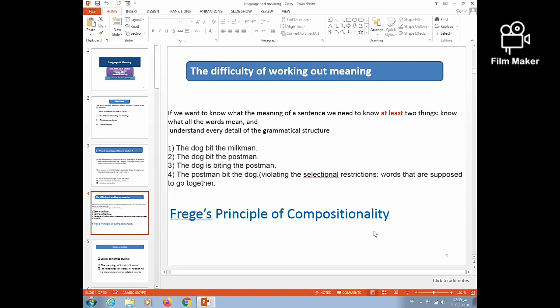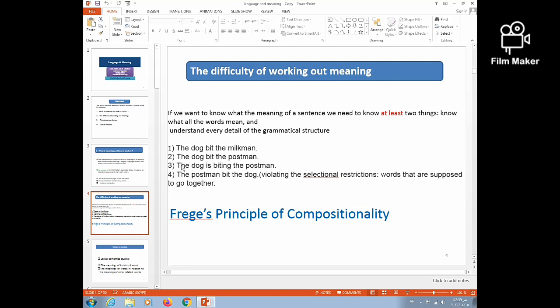Here we come to a very important principle, which is called Frege's principle of compositionality. This is after the German philosopher Frege, who said that we have at least two important elements that allow us to create meaning and to work out meaning. Number one, words, to identify the meaning of words, and number two, to understand every detail of the grammatical structures. So the meaning of a sentence is the totality of the meaning of every individual word in this sentence.